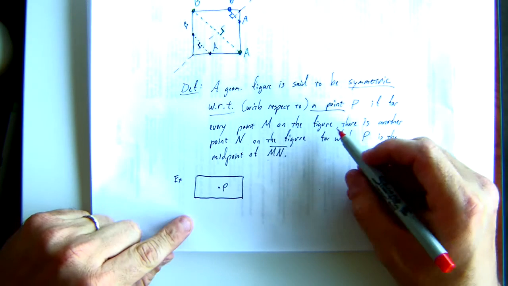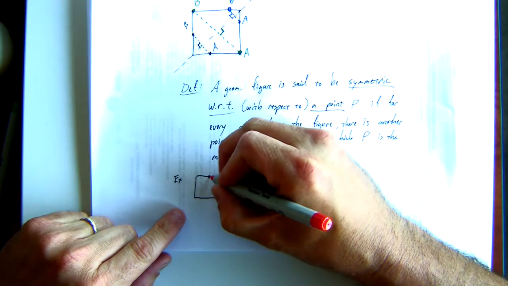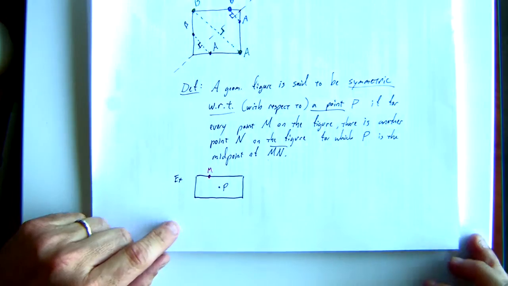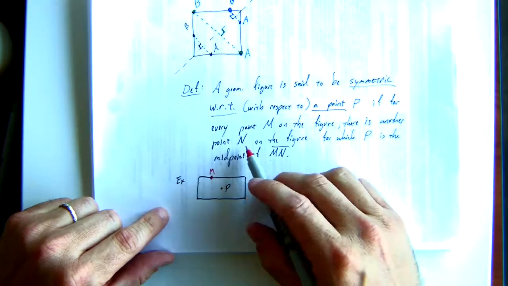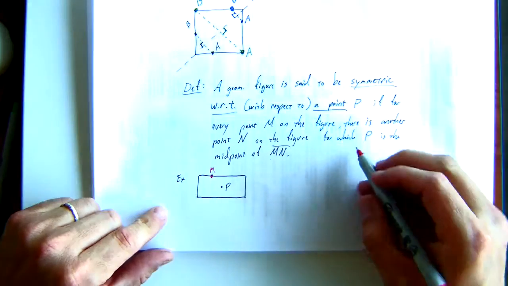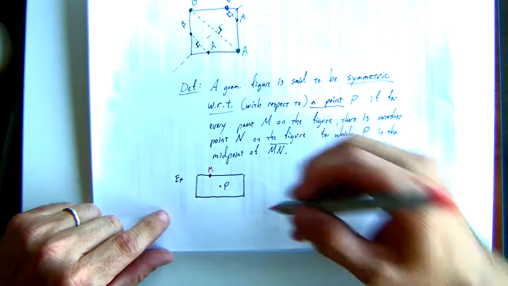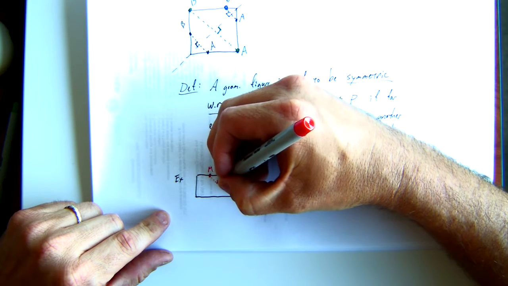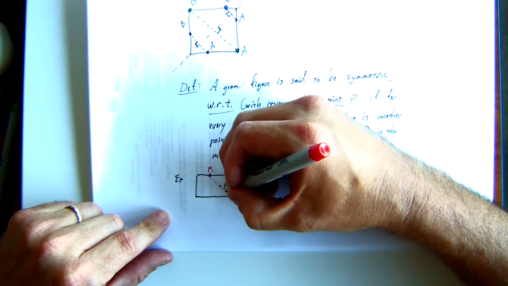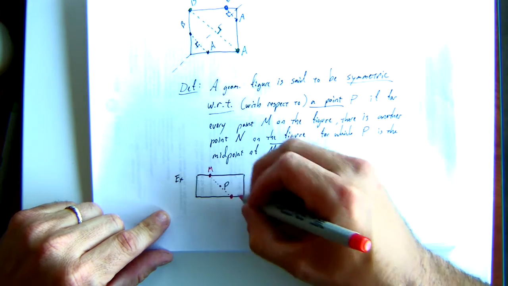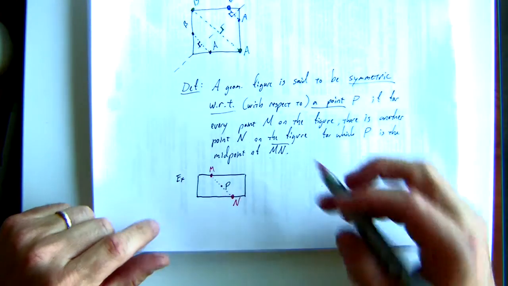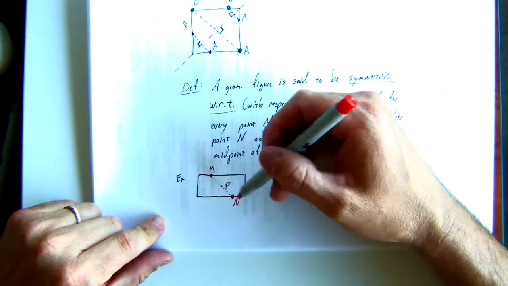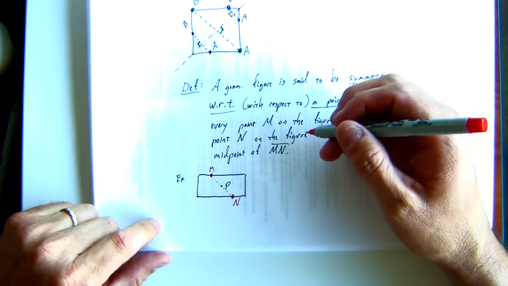So for every point M on the figure, I'll just pick any point M, then there is another point N, so that P will be the midpoint. Well, let's think. I've got to go through P, and there's another point N, and yes, P is the midpoint of this line segment MN.